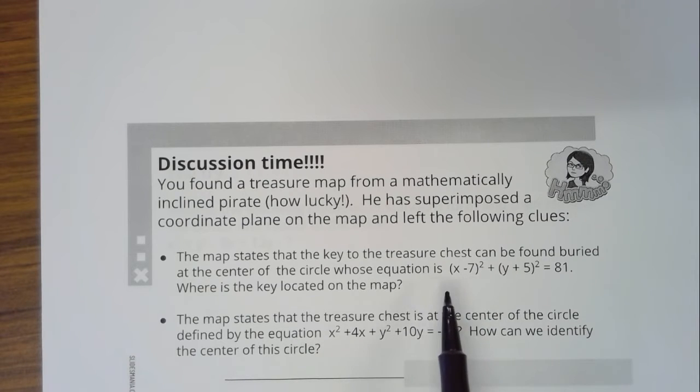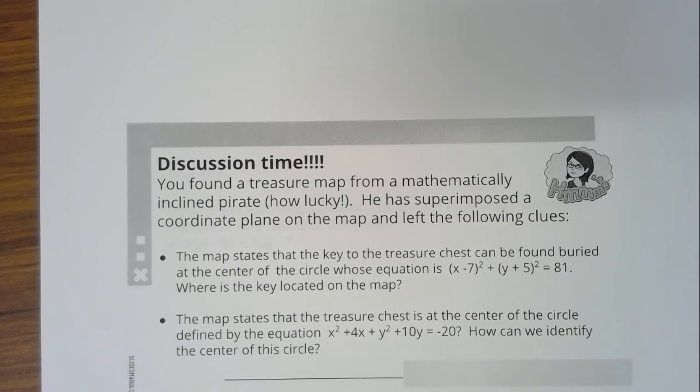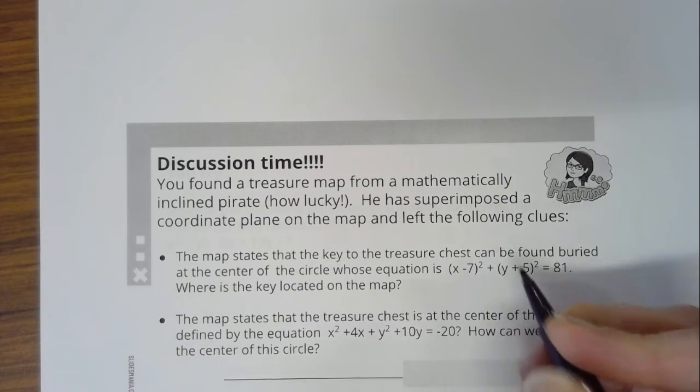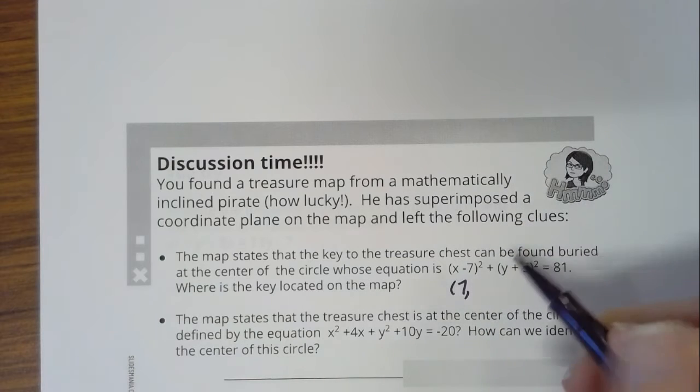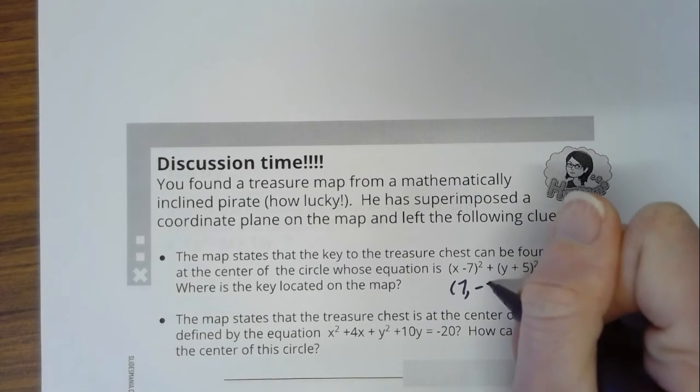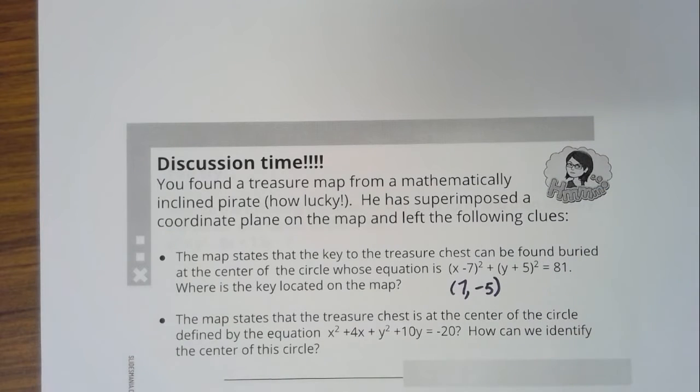So if we think about our standard form, we know this is x minus h. Well, that number 7 then would be the coordinate of my center, the x coordinate there. And this would be y plus 7. Now my format is supposed to be y minus k, so I would have to have a double negative there, so we would get y minus negative 5. And so, unless the pirate's lying to me, the key should be located at the point 7, negative 5 on this map.